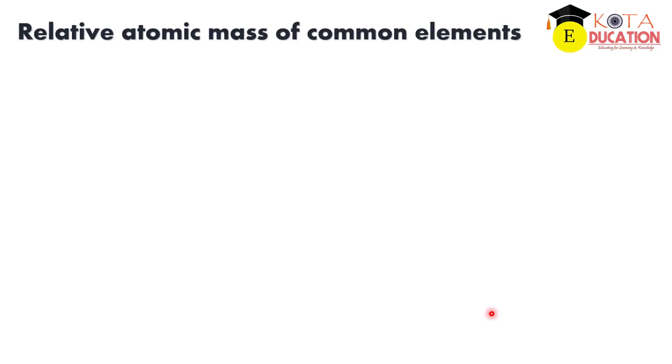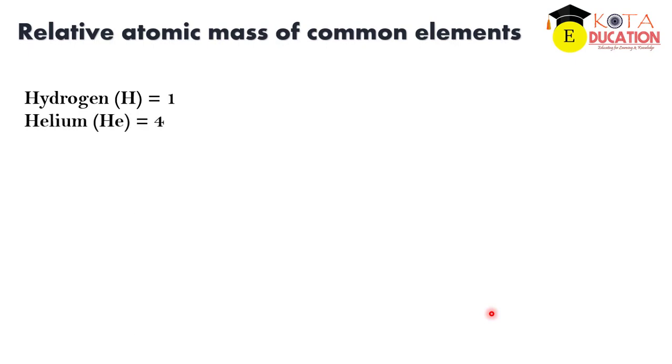So, some important relative atomic masses. Now we are going to deal with some important elements' relative atomic mass. This is very important and it will be useful in all the upcoming classes. So copy it very carefully. So first one, hydrogen. Hydrogen is the lightest element. So the relative atomic mass of hydrogen is 1.